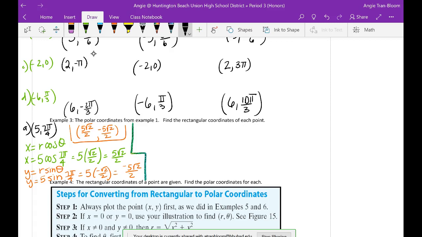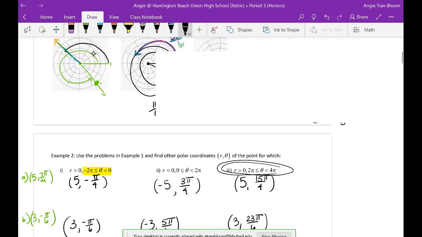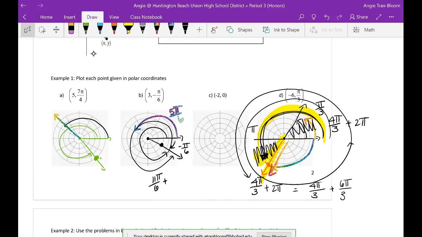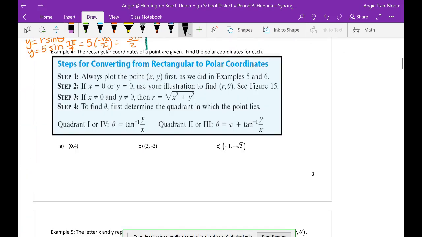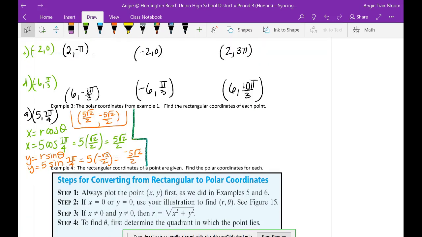Questions? Now, if I were to go back to example 1, do you remember the dot was in quadrant number 4? So if the dot's in quad 4, is x positive or negative? Positive. Is y positive or negative? Negative. Did we get what we wanted to get? Yes. And that's exactly what's supposed to be. Okay. B. Can you give me B, what was the dot from example 1B? 3, comma, negative pi over 6. Beautiful.